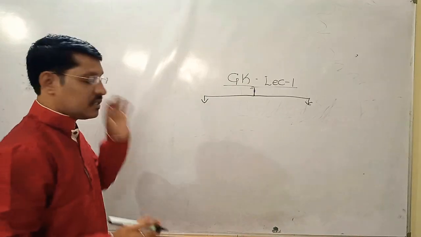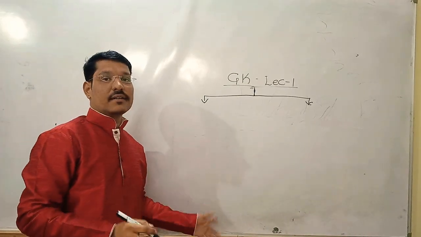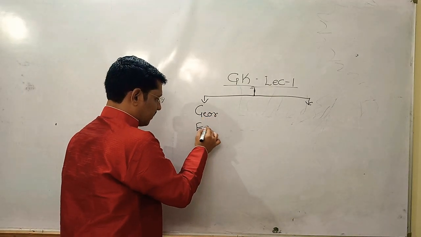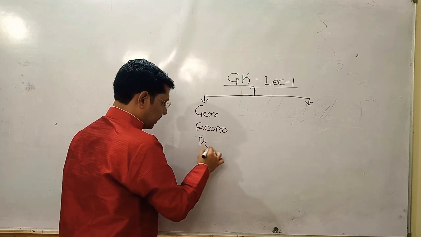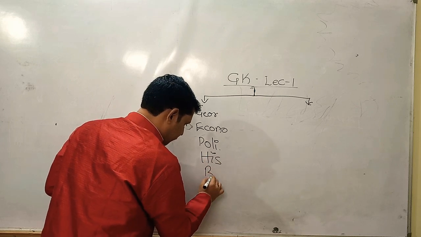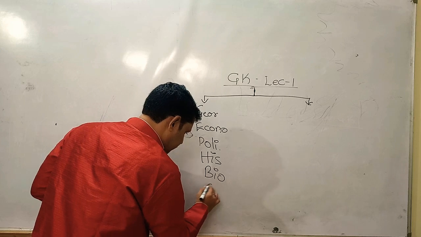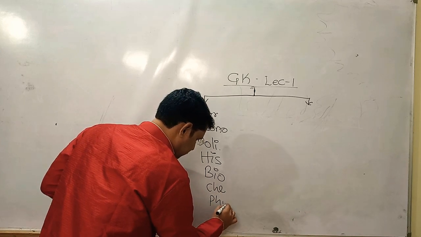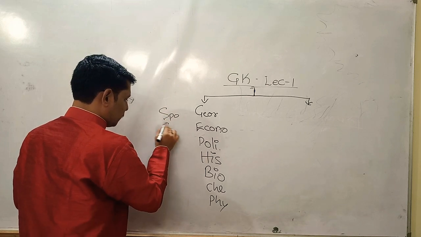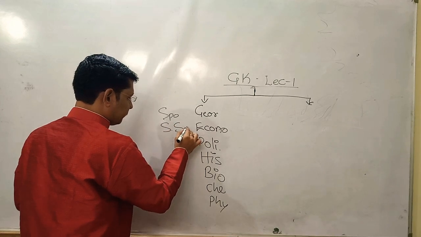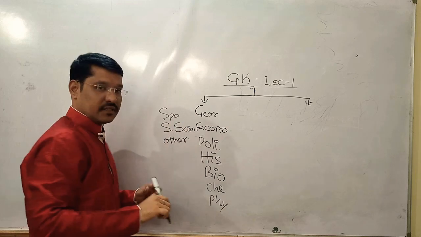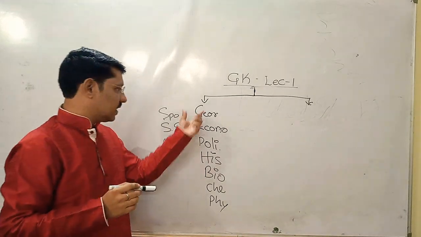Under general knowledge I will divide some important subjects: geography, economics, political science, history and biology, chemistry, physics, sports and social science, and others. These are all the important topics for general knowledge.